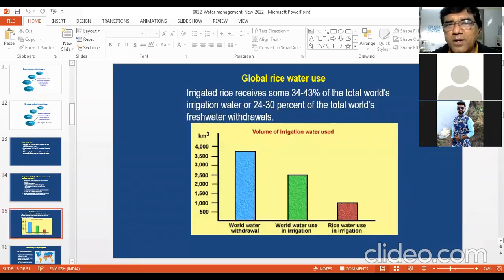Now see global rice water use. You can see the extent to which global fresh water is going for the cultivation of rice. So irrigated rice receives some 34 to 43% of the total world's irrigation water, or 24 to 30% of the total world's fresh water withdrawal. So you can see 1/3 of the fresh water of the world is going to rice. You can see very large quantities. On the x-axis, you have water, cubic kilometers. On the x-axis, you have different.